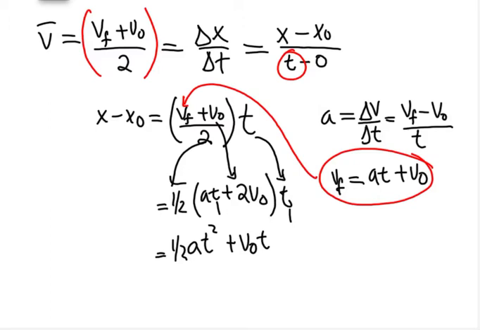Now all we need to do is simply take the x0, bring it to the other side, and rearrange these terms, and we have our first equation. x is x0 plus v0t plus 1/2 at squared. So this right here is equation number 1.